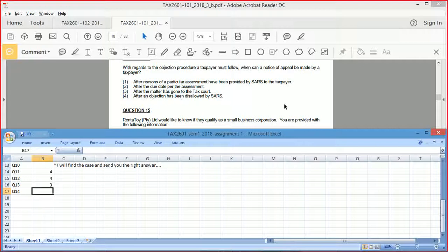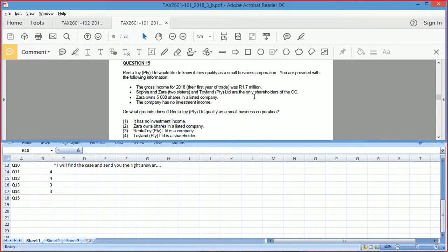Think about it. When do we appeal? When we don't agree with what? With what SARS is or with the judgment, wouldn't it be? Yes, with what they've said. So if the objection was not disallowed and they rectified it, then you would agree with it, wouldn't you? Yes, sir. Okay, if the objection is disallowed, then you want to seek further remedy. Do you agree? Yes, sir.